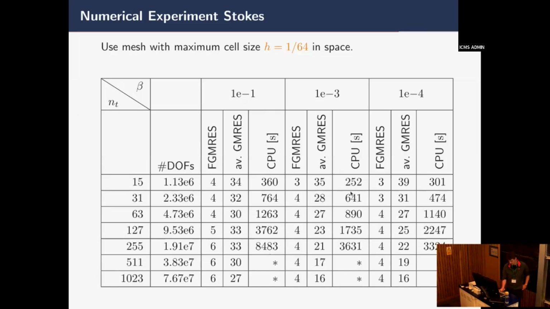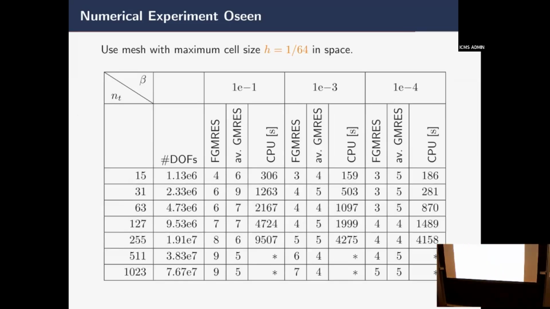And here we can see by doubling the number of degrees of freedom, we get circa double the runtime. And similar results hold for the Stokes problem. So it's the same. We have a few more FGMRES iterations. The number of inner iterations is quite good. It's not too many of those.